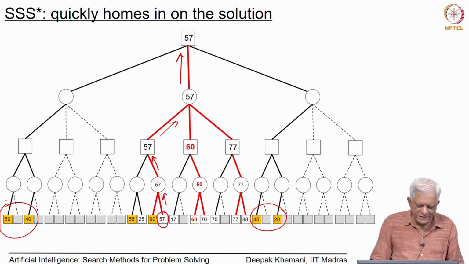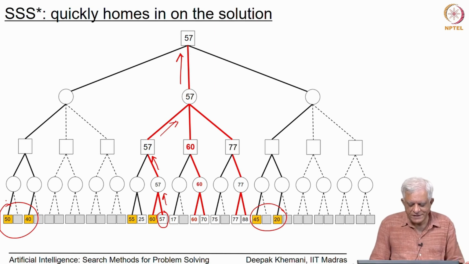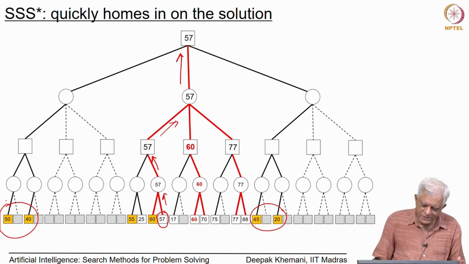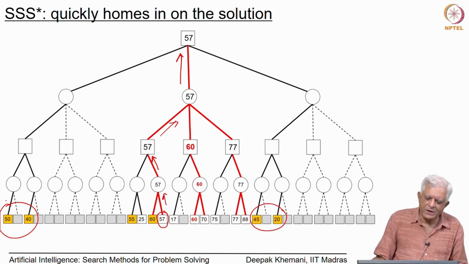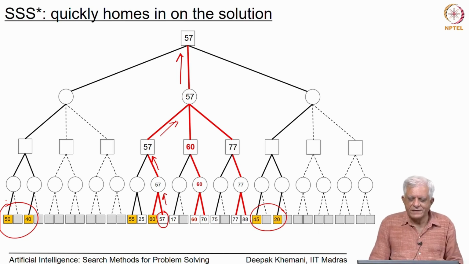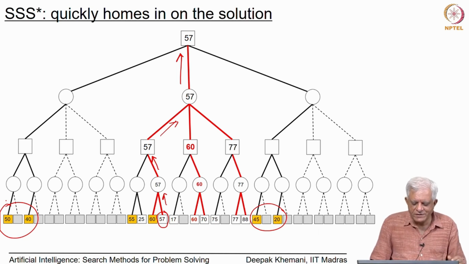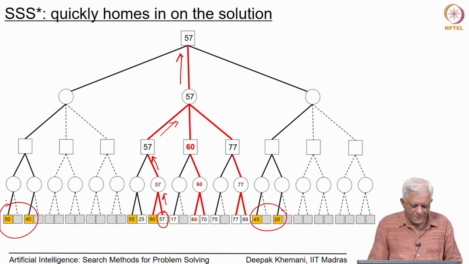So, that is just to illustrate that if the game tree has certain properties, then SSS star would just simply go towards the solution. Which is another way of saying that if your evaluation function is perfect, then a best first search algorithm would not have to look here and there too much, and it would reach the goal soon.